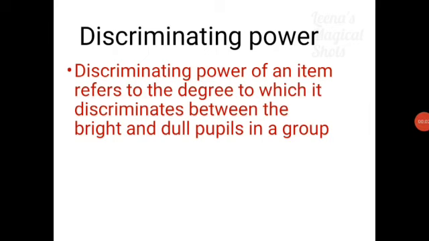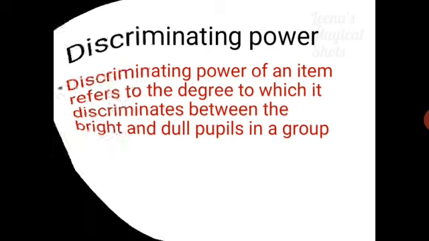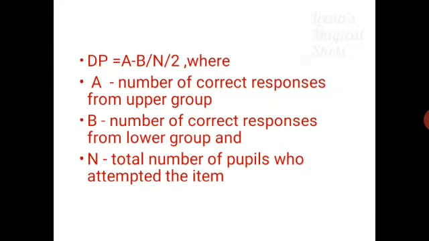After calculating the difficulty index, we pass on to the discriminating power. Discriminating power of an item refers to the degree to which it discriminates between the bright and dull pupils in a group. Discriminating power is calculated by the formula DP is equal to (A minus B) by N by 2, where A is the number of correct responses from upper group, B is the number of correct responses from lower group, and N is the total number of pupils who attempted the item.